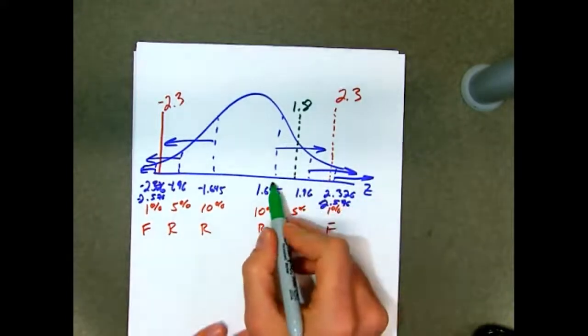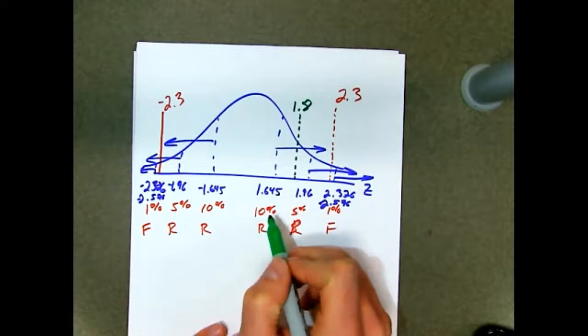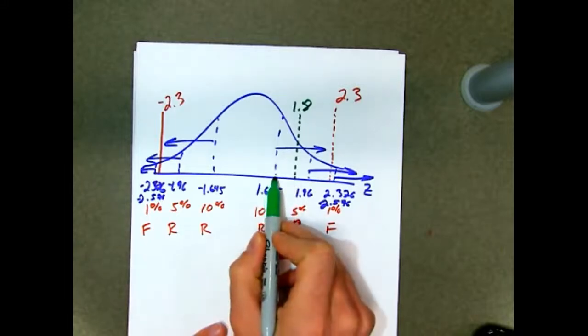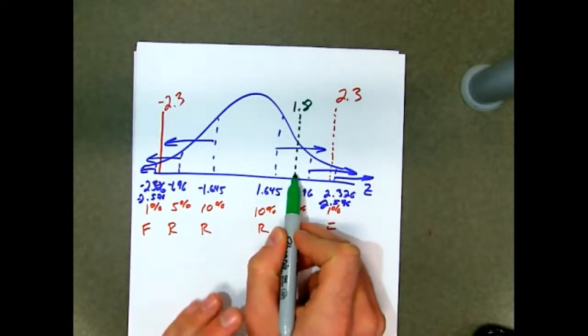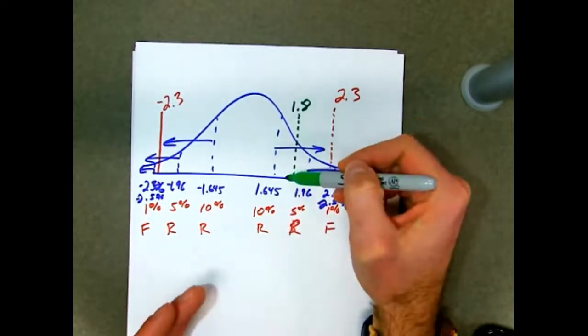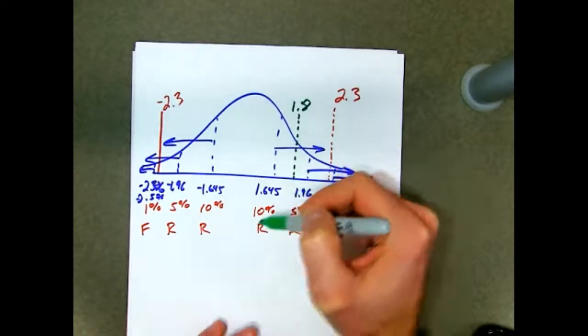Here, that threshold for the 10% level, what I was really saying was, if I see sample evidence that's more than 1.645 standard deviations away from that assumed true value, I'm okay rejecting. Well, 1.8 is more than 1.645 standard deviations, so I would reject.